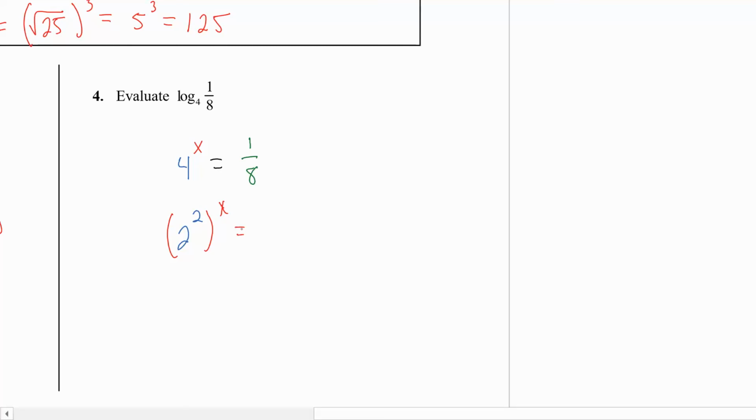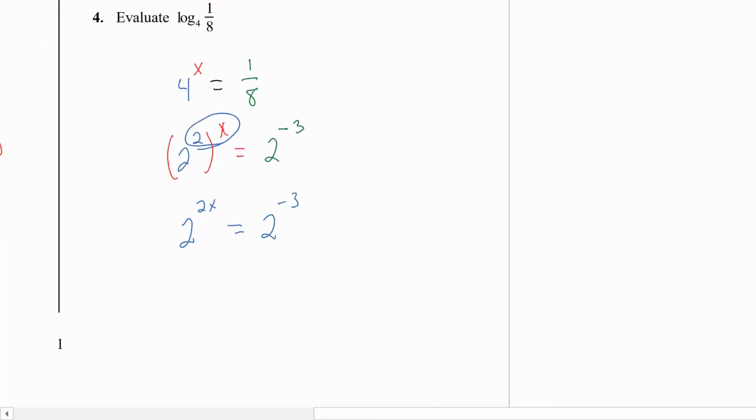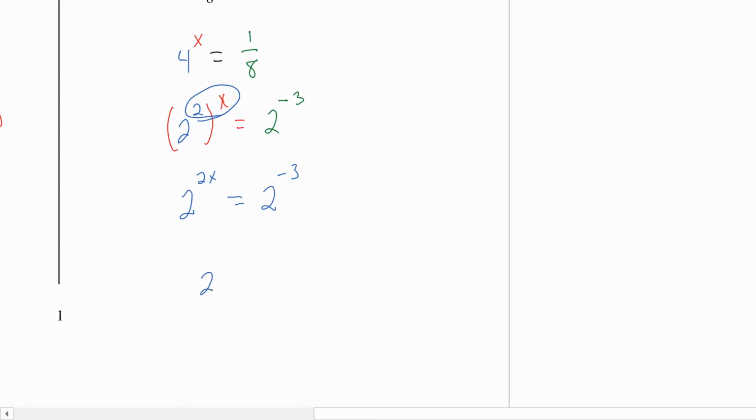All right, and then on the right-hand side, we have 1/8. So that is 2 to the -3. Negative exponents mean divide, and we're going to do that 3 times. All right, we're going to go ahead and rewrite this. The bases are the same, so let's simplify the exponents. So that's 2 times x, and there's nothing to simplify on the other side. And once the bases are the same, the exponents have to be equal. And then we solve for x.